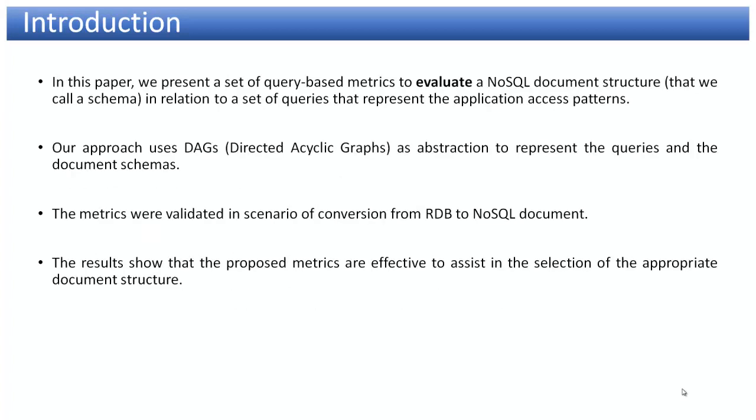In this sense, in this paper, we present a set of query-based metrics to evaluate a NoSQL document structure, which we call a schema here, in relation to a set of queries that represent the application access patterns. Our approach uses DAGs, Directed Acyclic Graphs, as an abstraction to represent the queries and the document schemas. The metrics were validated in a scenario of conversion from RDB to NoSQL document. The results show that the proposed metrics are effective to assist in the selection of the appropriate document structure.